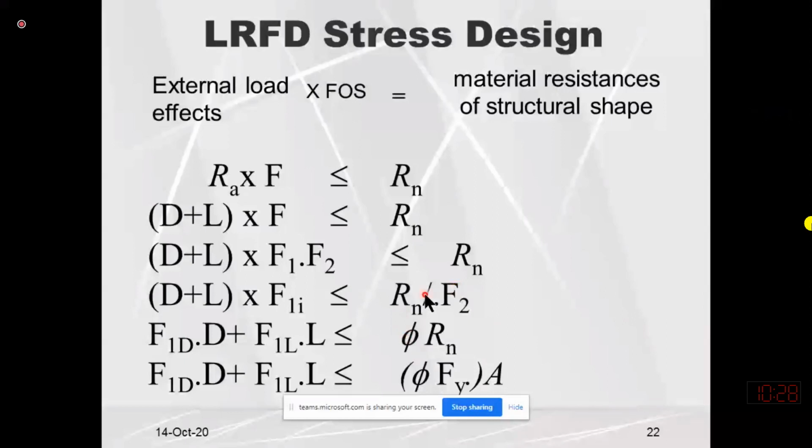So if we take the example of a simple tension member or axial loaded member, the material resistance Rn will be equal to Fy into A, just like I have explained in the ASD method. So actually this phi is referred to as a strength reduction factor. So in the strength reduction factor, Rn may be Fy multiplied by some geometric properties.